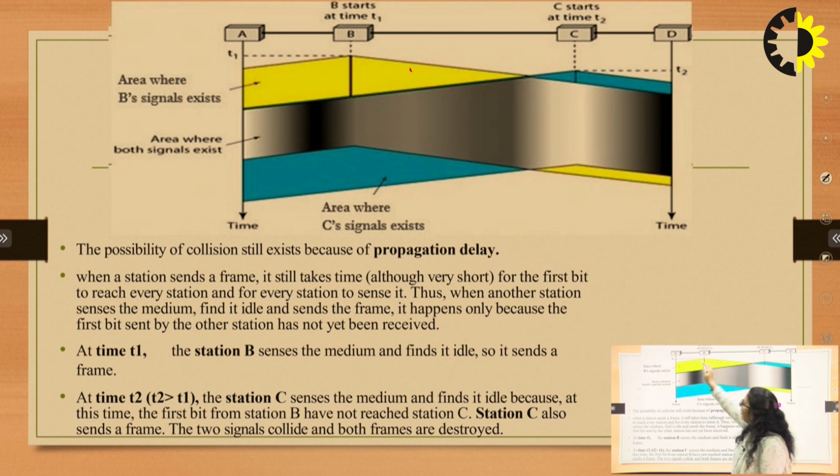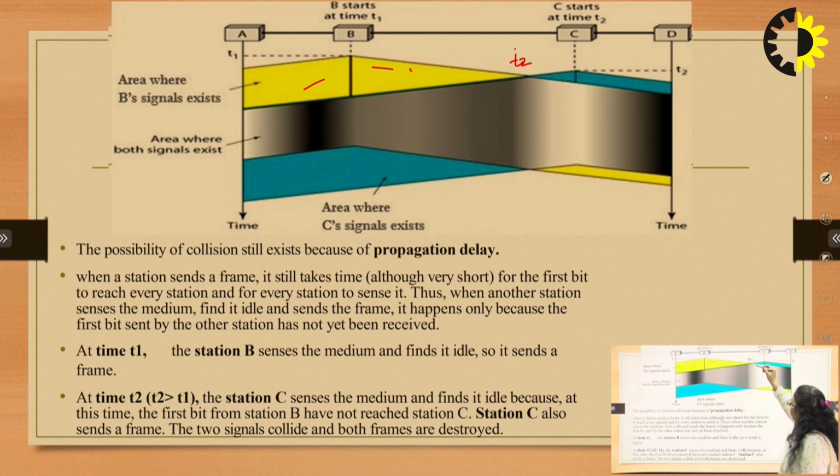So this is the area where B's signal exists, meaning B has sent the data. But at some time T2, C has started sending the data because B's data has not yet reached C. So before it arrives, C starts sending the data. This is the area in which C has sent the data.